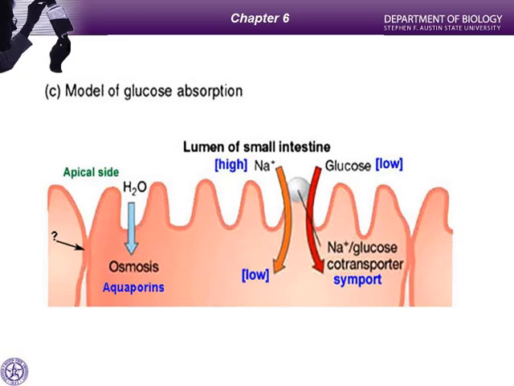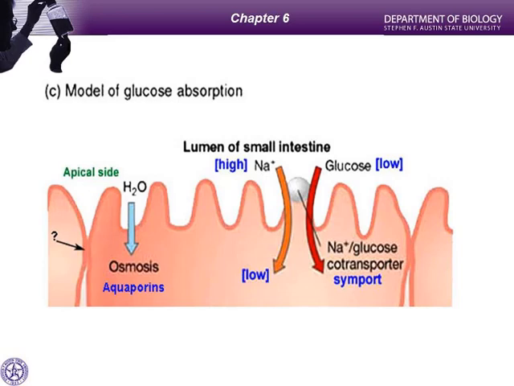Not directly. So this is an example of secondary active transport. Why is it secondary active transport? How did we create our low sodium concentration inside the cell? What's our friend we just talked about? 3 sodium out, 2 potassium in. Sodium-potassium pump. It uses energy to move sodium out, primary active transport.